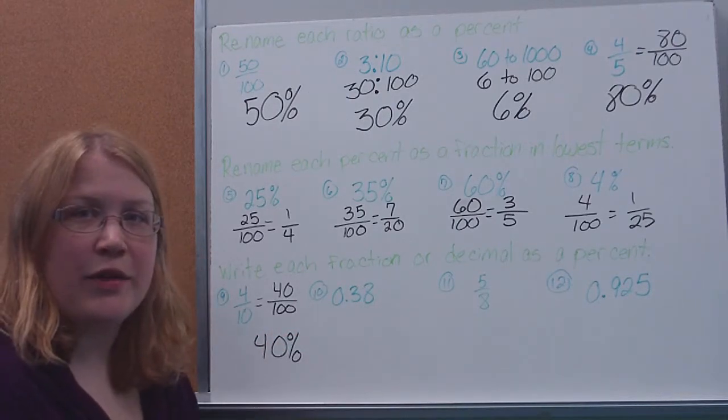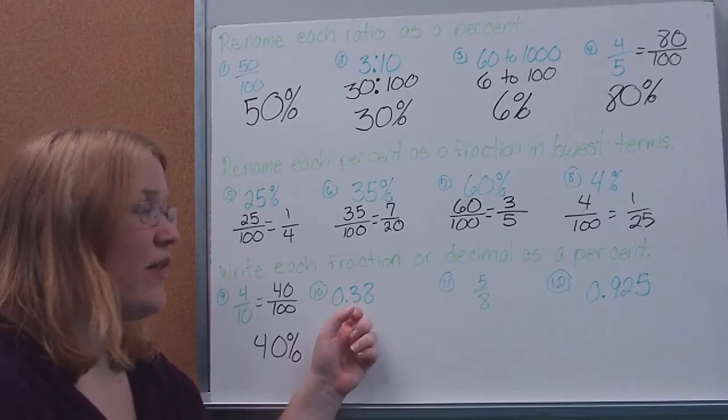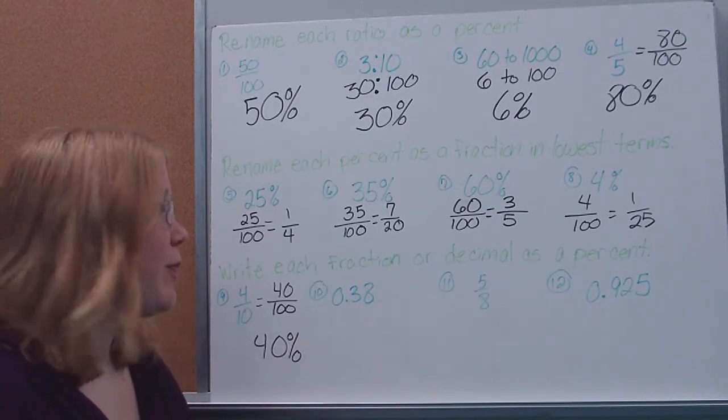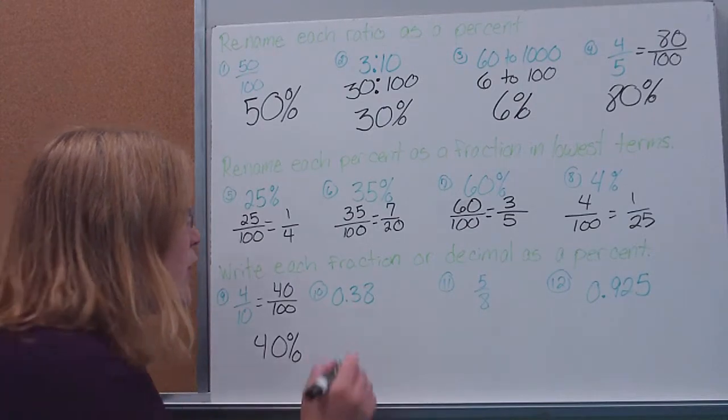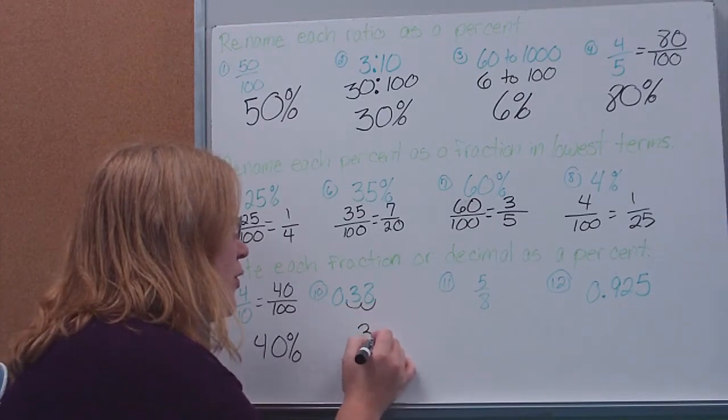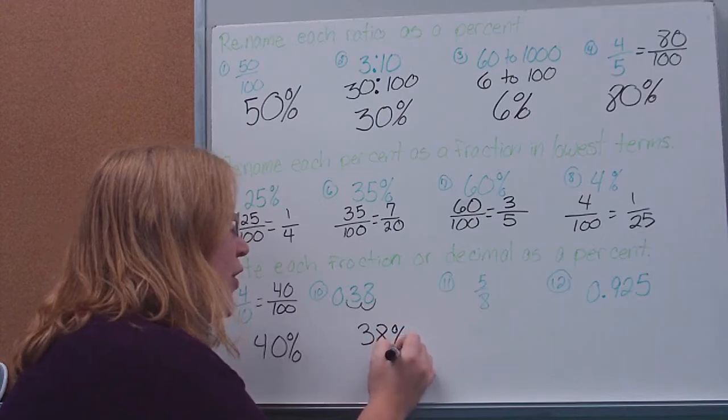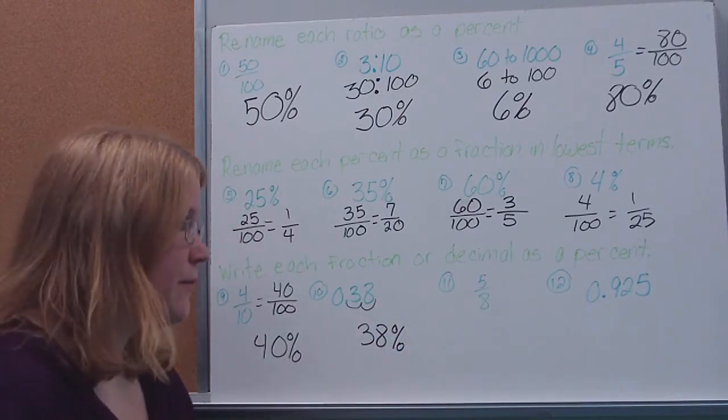The nice thing about decimals is they're pretty easy. If I have a decimal, all I have to do is multiply it by 100. All that does is move my decimal over 2 spots. So if I move my decimal over 2 spots, I wind up with 38%.